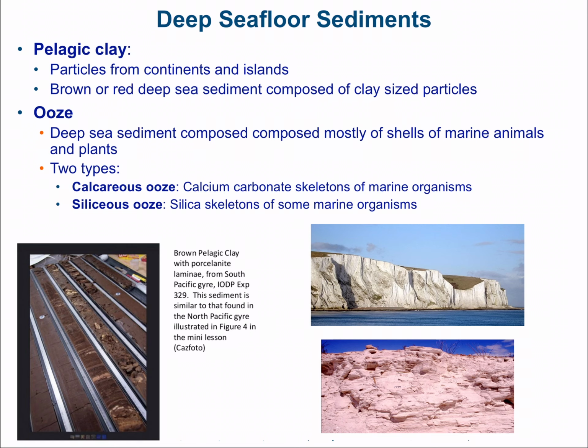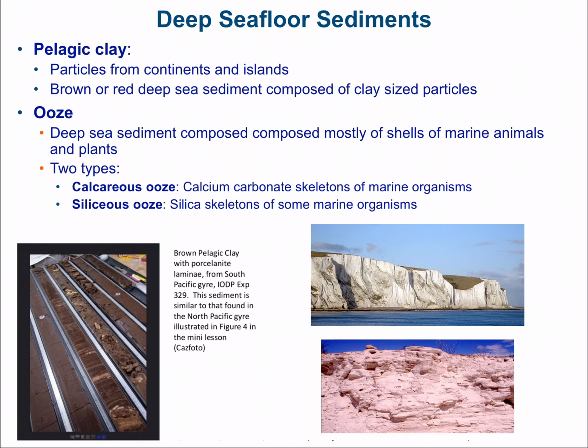In our deep sea floor sediments, we have what's known as our pelagic clays. These are coming from the continents and the islands, and they're going to be brown or red in color, and they're composed of clay-sized particles. You can see the picture on the left showing that brown pelagic clay deposit.